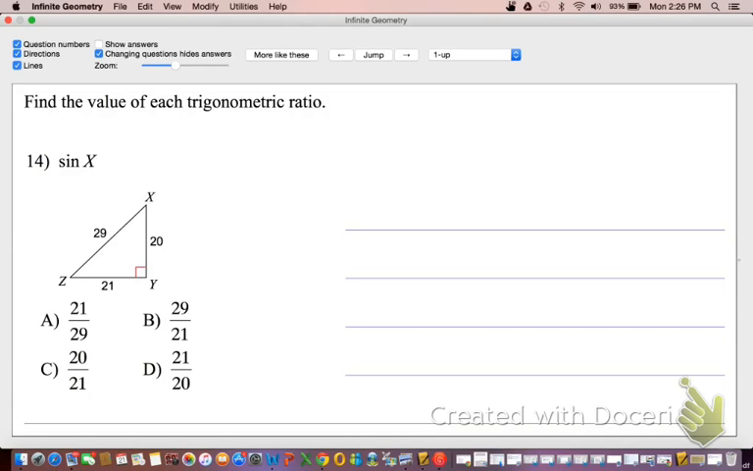Okay, sine of x. x is right here, so we want to go opposite. It's 21. Hypotenuse is 29. That comes from my SOHCAHTOA. So 21 over 29.